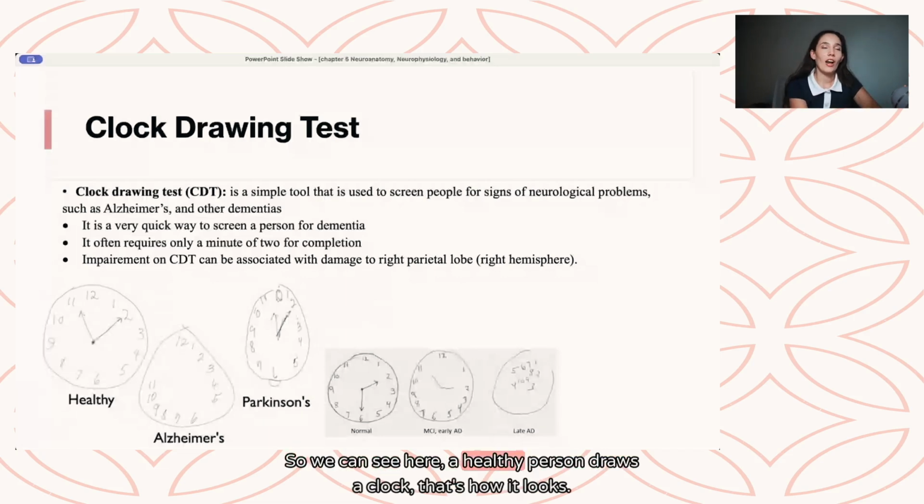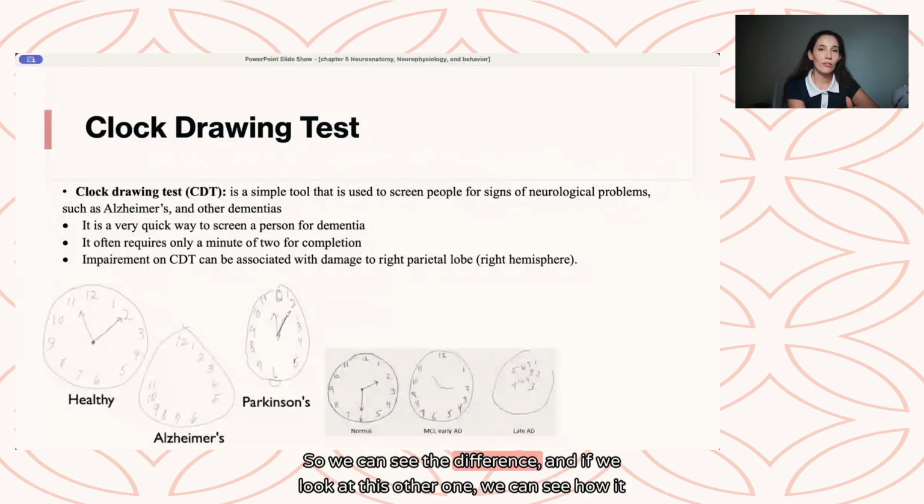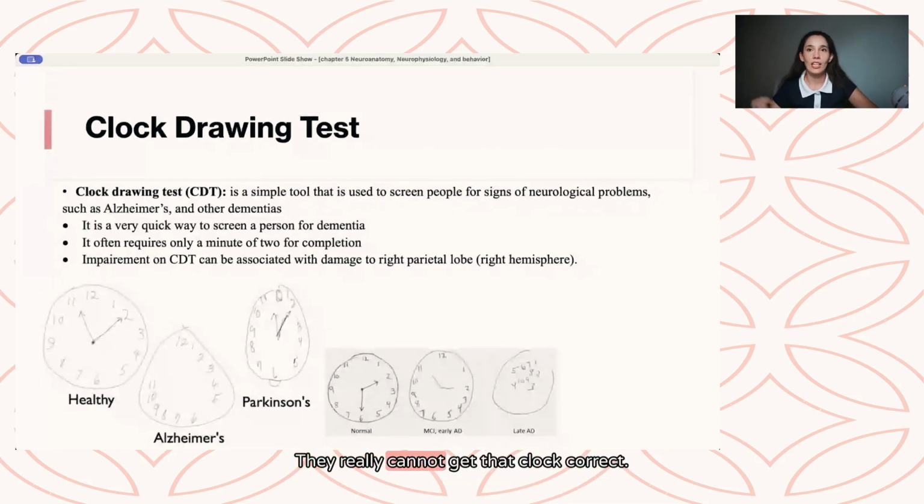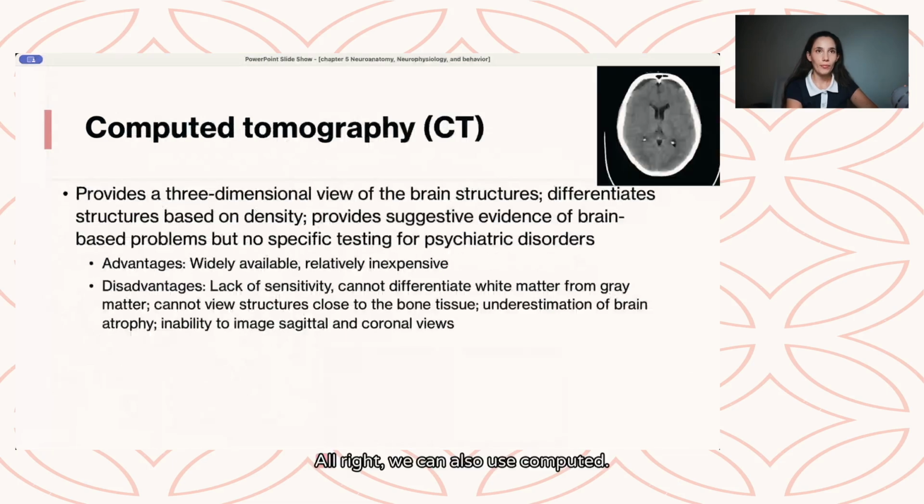So we can see here, a healthy person draws a clock. That's how it looks. Then a person with Alzheimer's draws a clock. That's how it looks. And somebody with Parkinson's draws a clock, and that's how it looks. So we can see the difference. And if we look at this other one, we can see how it slightly changes between early Alzheimer's disease and late Alzheimer's disease. They really cannot get that clock correct.